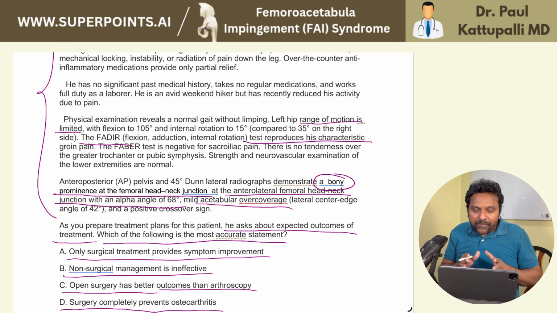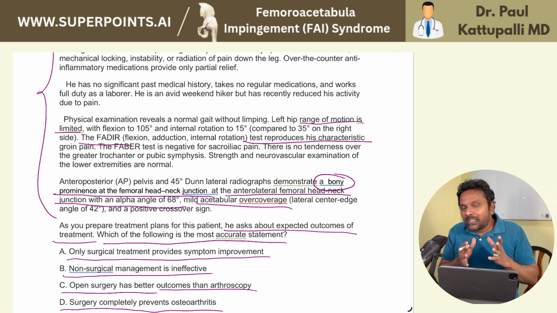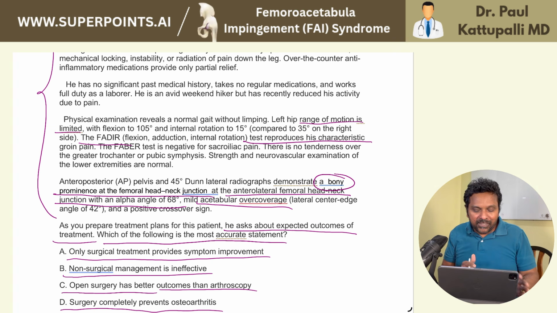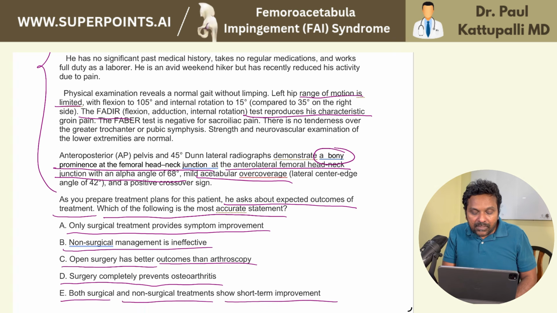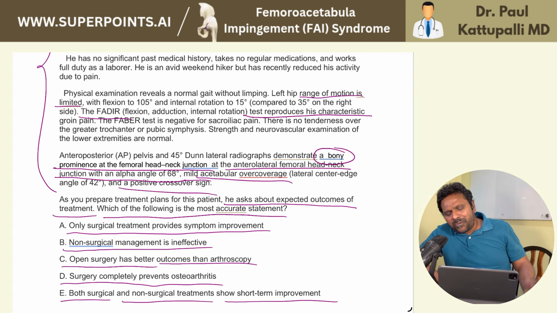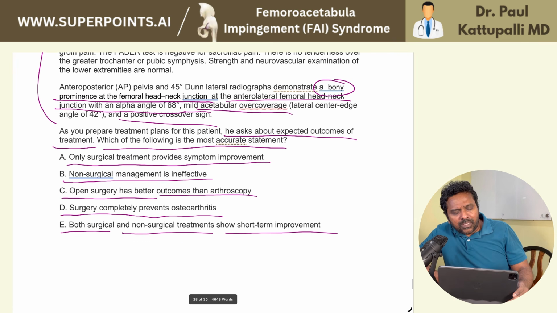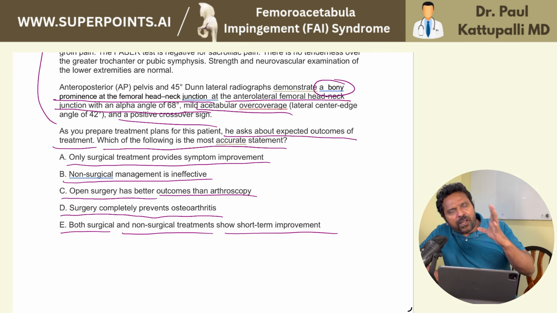So when they will tell you what is the predominant type. All right. So here you see a mild acetabular bower coverage and a positive crossover sign. So be that as it may, the question is not about which type. It's more about how you are going to treat it, right? So the treatment here, they gave you five things.